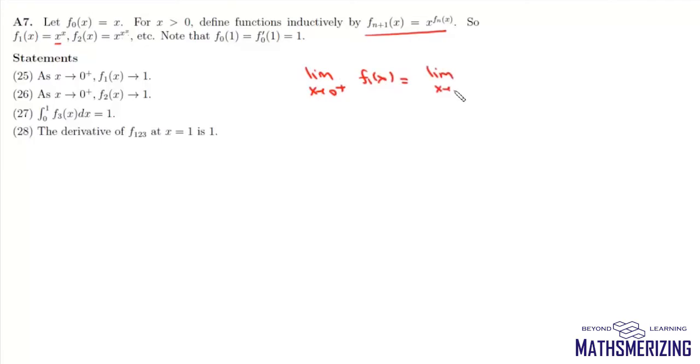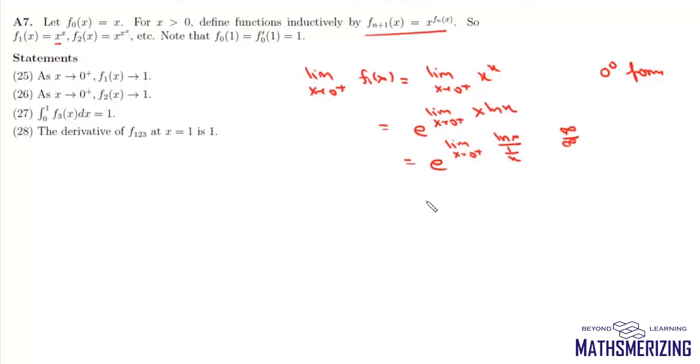So it will be the limit as x tends to 0 positive of x to the power x, which is the 0 to the power 0 form. Now we can write this as e to the power limit x tends to 0 positive, x log x, or this is e to the power limit x tends to 0 positive, log x upon 1 by x, which is the infinity upon infinity form. Now using L'Hopital's rule, we'll have 1 by x and minus 1 upon x square, which is e to the power 0, and that is 1. That means statement 25 is correct.